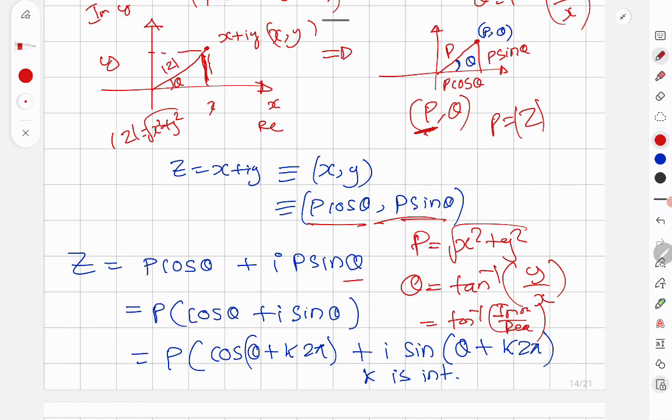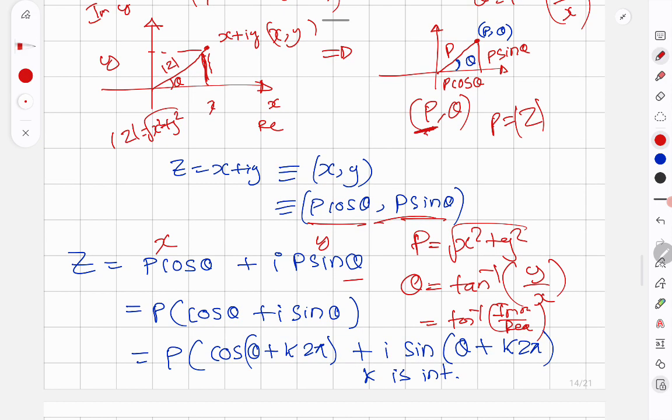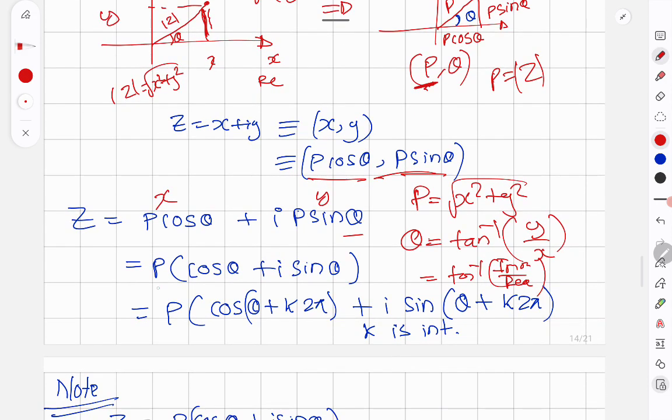I just substituted the value of x as rho cos theta and y as rho sin theta. Do you understand why I took this one as rho cos theta and rho sin theta? Yes. So I just substituted here, then I got rho times cos theta plus i sin theta.